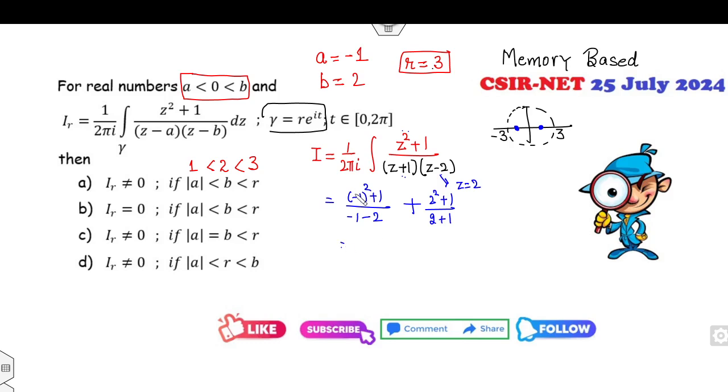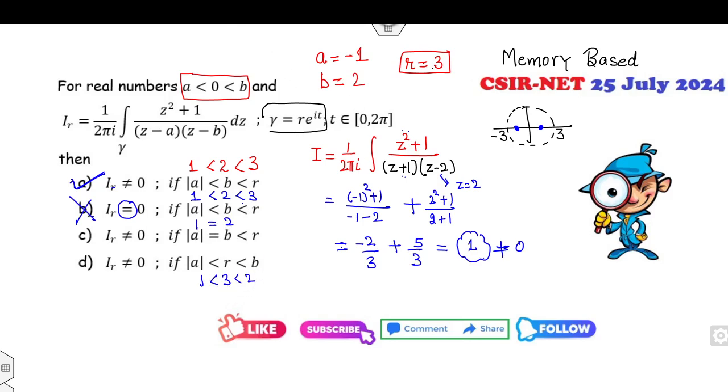So can you solve this? It's 1 plus 1, 2 over minus 3, plus 4 plus 1, 5 over 3, which is 1. That is non-zero, satisfied. Second option, 1 less than 2 less than 3 is satisfied, but he said 0, and we get a non-zero number. So this option is cancelled out. Look at this option, 1 is equal to 2. They are not satisfied. So this counter example is not satisfied.